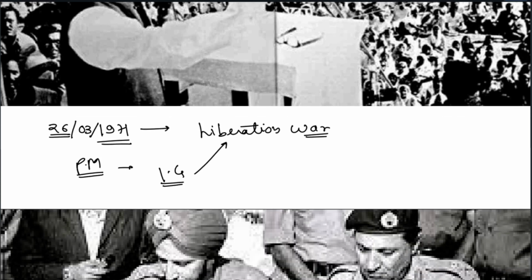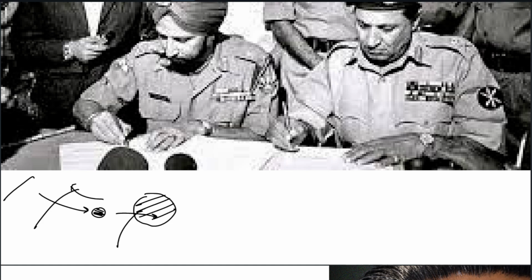Millions of refugees fled to India, prompting India to intervene militarily. India had to support Bangladesh militarily. Now what happened further? On December 3, 1971, Pakistan launched airstrikes on Indian air bases, just to divert India's attention. But India was very strong, of course. So a war started between India and Pakistan, the war of 1971.